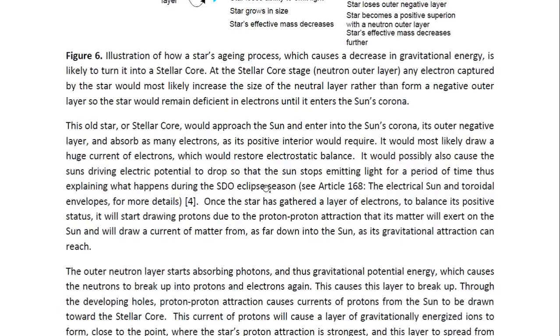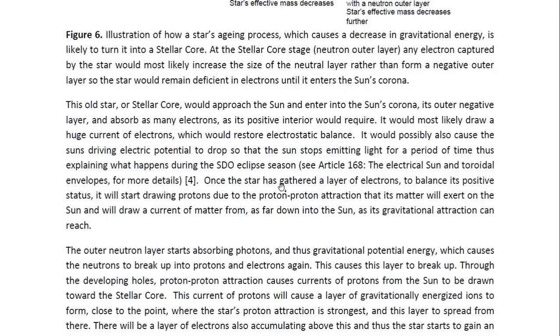So this old star or stellar core, when it approached the sun, would enter into the sun's corona, and its outer negative layer would absorb as many electrons as its positive interior would require to be in balance. It would most likely draw a huge current of electrons, which would restore electrostatic balance to the star. It would possibly also cause the sun's driving electric potential to drop, so that the sun stops emitting light for a period of time, thus explaining what happens during the STO eclipse season when the sun actually goes dark.